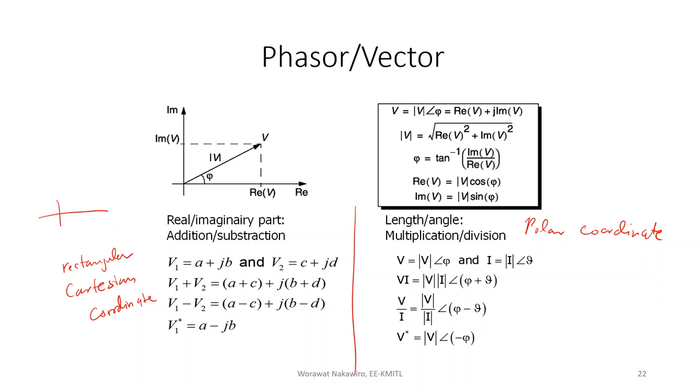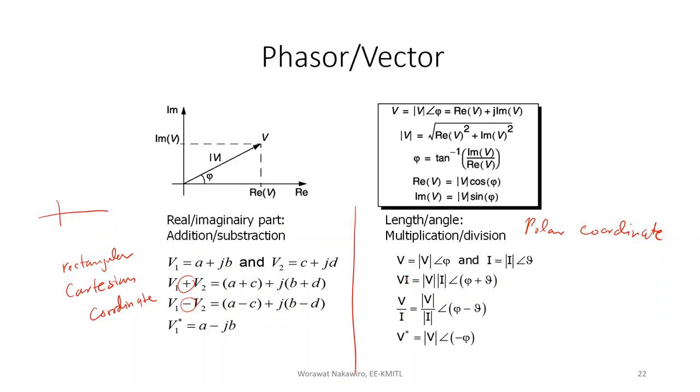Now you see the complex conjugate of Cartesian coordinate, right? It is the change of the sign of the imaginary part. If we have V1 equal to a plus jb, the complex conjugate of V1 is a minus jb, whereas in terms of polar coordinate, we want to use the property. Now you can see that the properties of addition and subtraction exist in Cartesian coordinate, whereas the two properties of multiplication and division exist in polar coordinate.